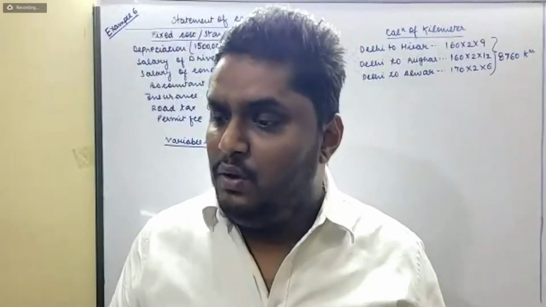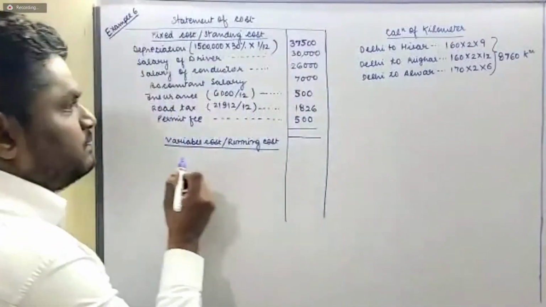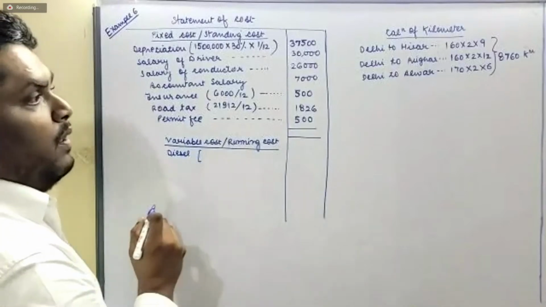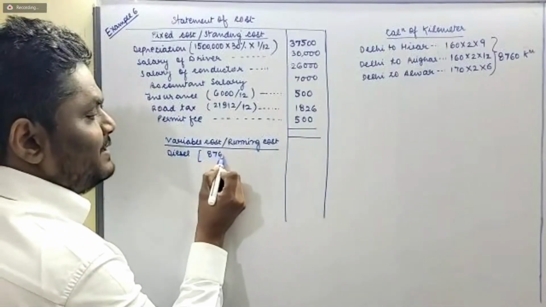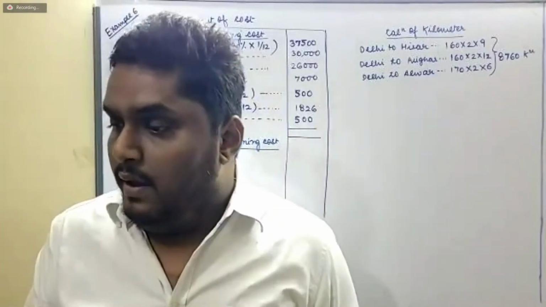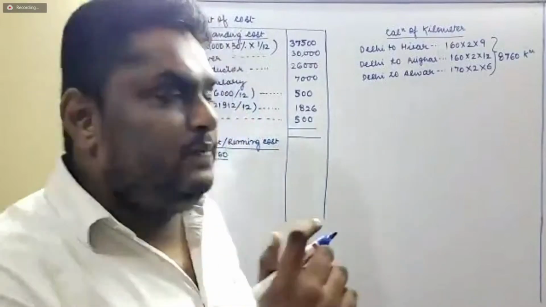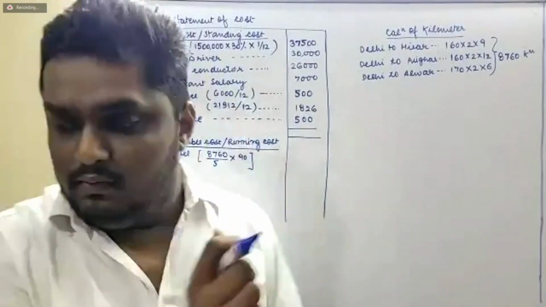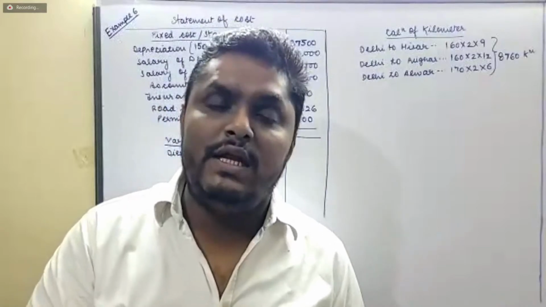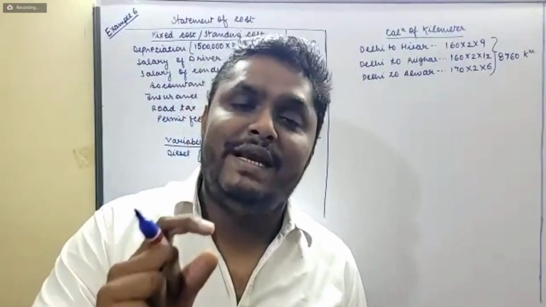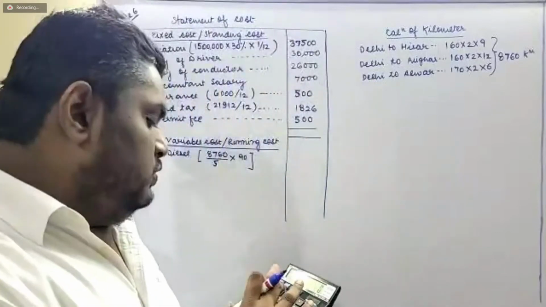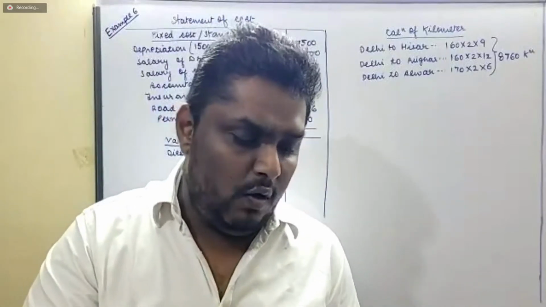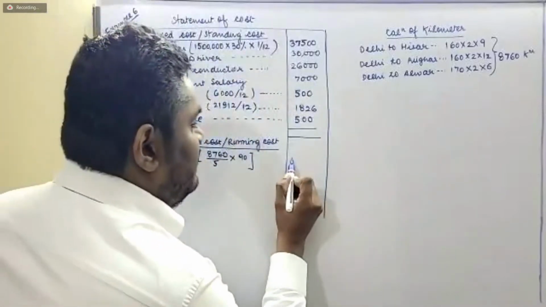So now let's calculate the petrol cost, sorry, diesel cost. The distance traveled is 8760 kilometers in a month, and the average the bus gives is 5 kilometers per liter. So divided by 5 into the cost of diesel, which is 90. So 8760 kilometers divided by 5, the diesel consumed is 1752 liters, into the cost of 90. So 157,680.